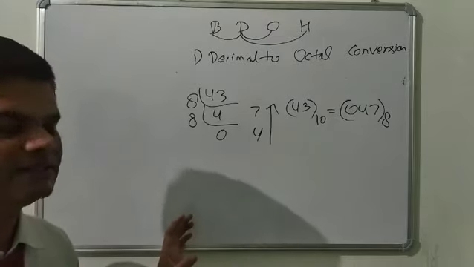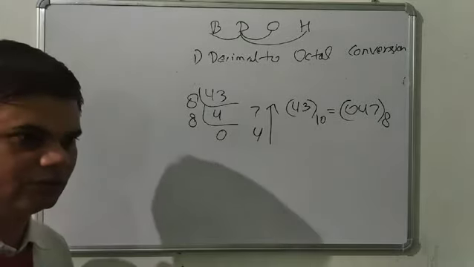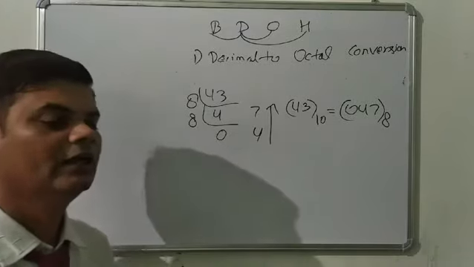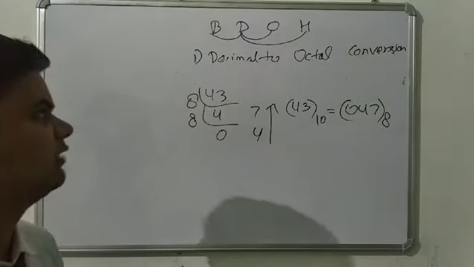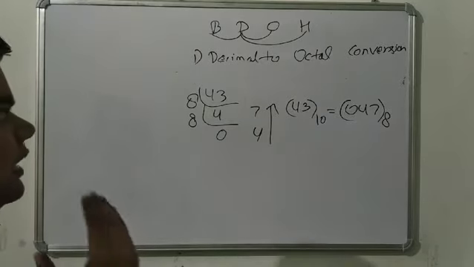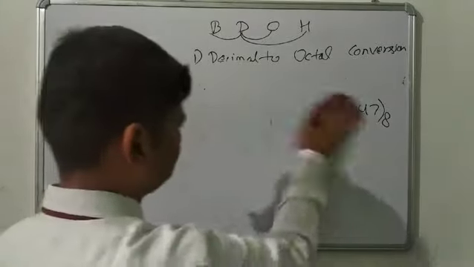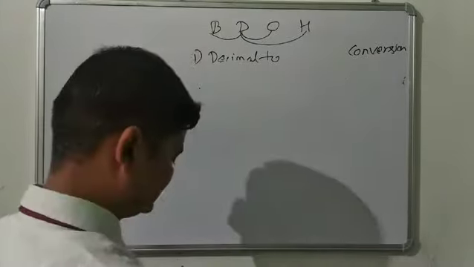Okay, very easily. Whenever you have to convert decimal to binary, you have to divide by 2. Whenever you have to convert a decimal number into octal, you have to divide it by 8. Now we have to see the next one: converting a decimal number into hexadecimal.